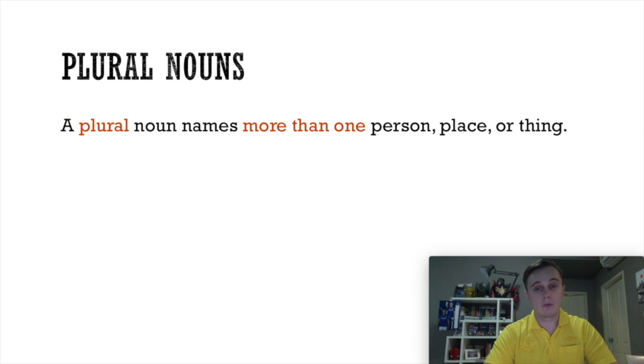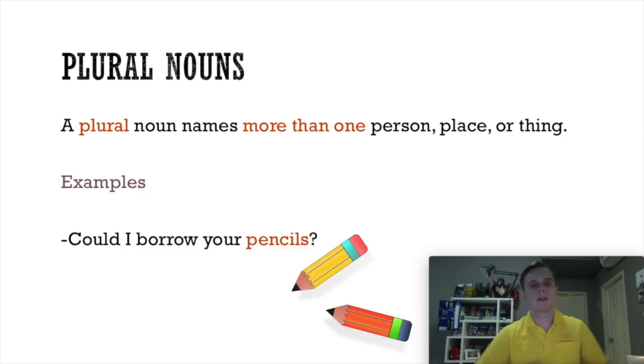And also you should remember that a plural noun names more than one person, place, or thing. So if I use a plural noun, I could be talking about 2 or 5 or 20 or 50 or 1,000 things, but definitely more than one. So if I say, could I borrow your pencils? Maybe you have some pencils, like 3 pencils on your desk, and for some reason I need to borrow all of them. So if I say, can I borrow your pencils? You know I need more than one.